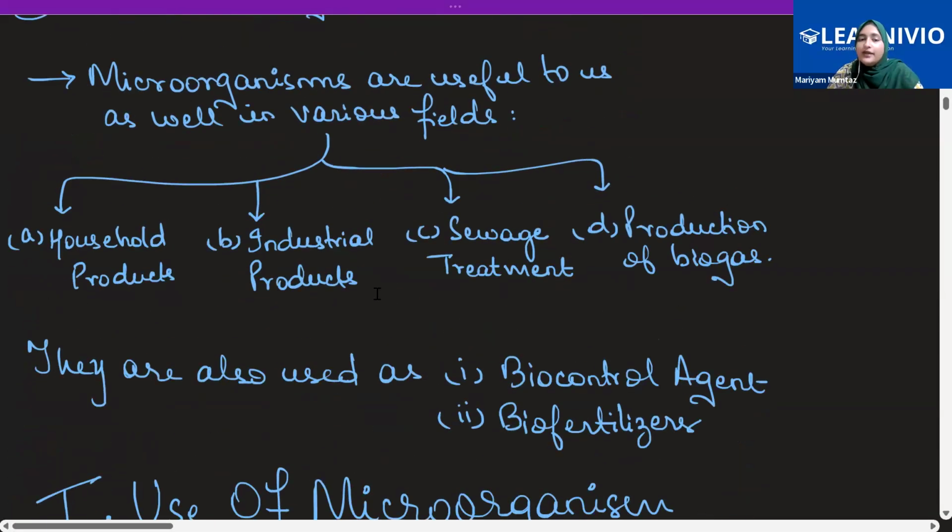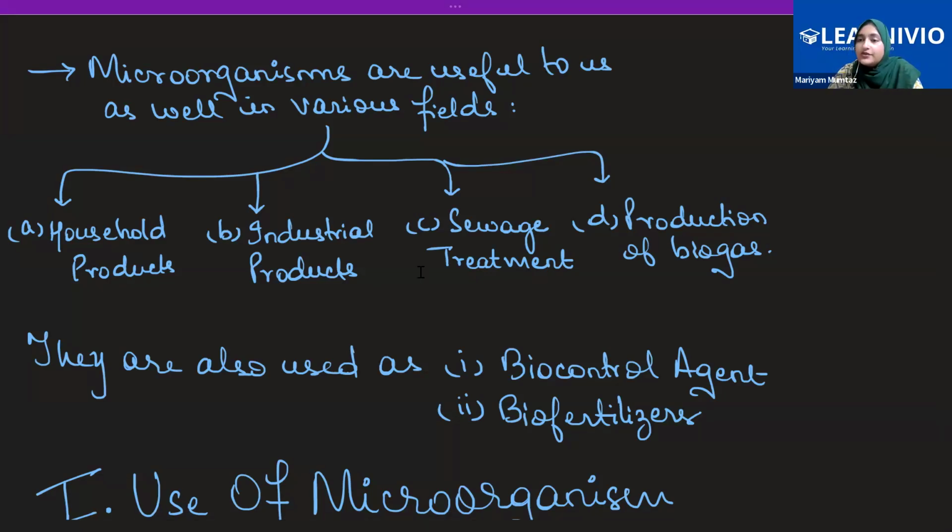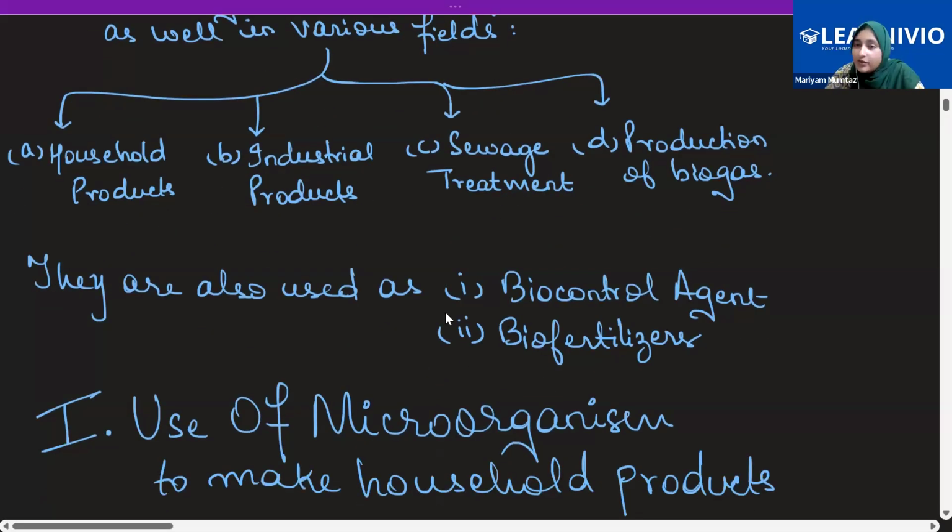Now further, microorganisms are useful to us in a variety of fields. What are those fields? First is household products. Microorganisms are very much utilized in the production of household products. Second, industrially, they are also important: sewage treatment and the production of biogas. They are also used as biocontrol agents and as biofertilizers.